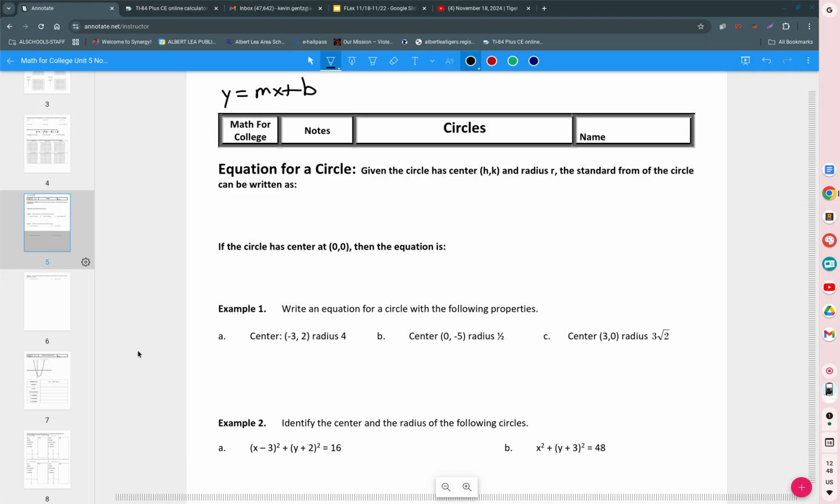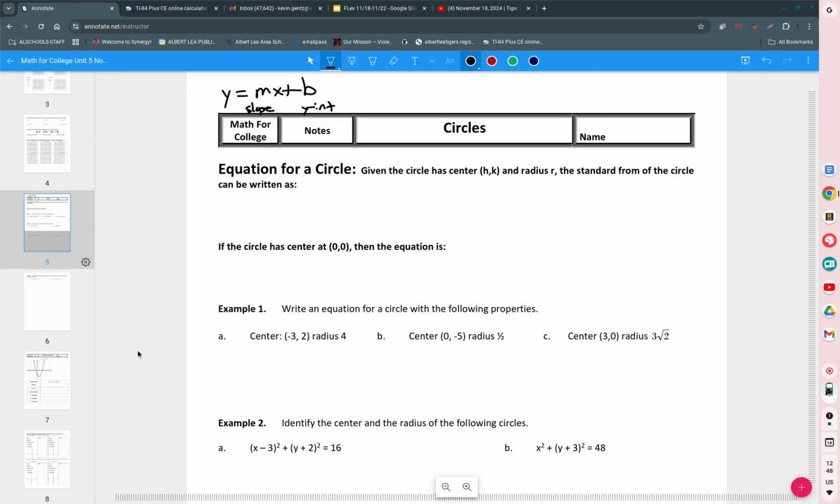Y equals mx plus b is an equation for a line. We've already talked about that. Once you're given m and b, you know what the y-intercept is, and you know what the slope is. And that makes the shape of a line. But what about the shape of a circle?